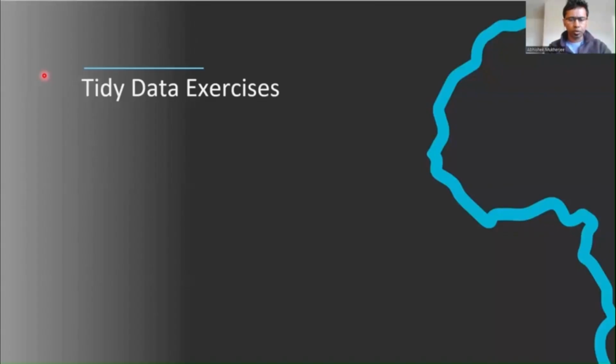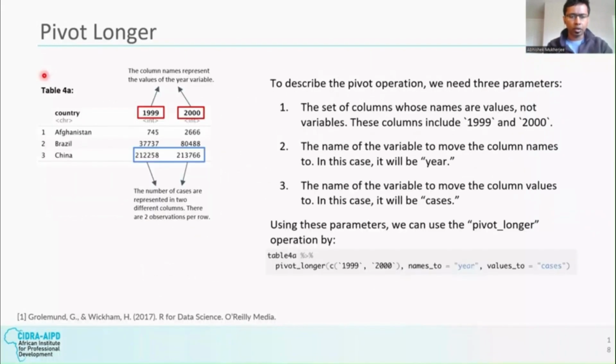Let me go back to the pivoting slides. That transformation we can do by using the pivot longer function. In the pivot longer function in R, we start by specifying the column names on which we want the transformation to take place. So here we want the transformation to take place on column names 1999 and 2000. And because we are transforming these column names together, we are concatenating these two columns. That's why we use the c letter, which stands for concatenation. And then the next parameter is the names to.